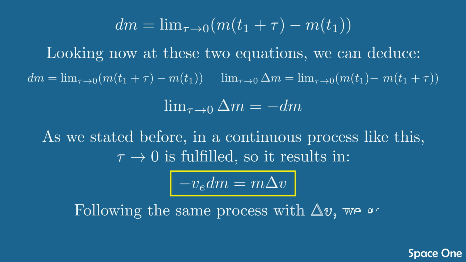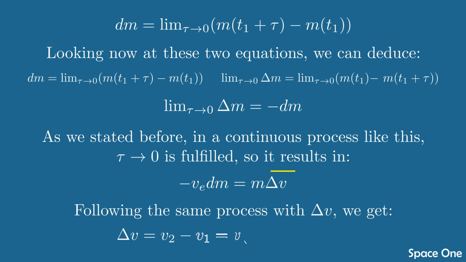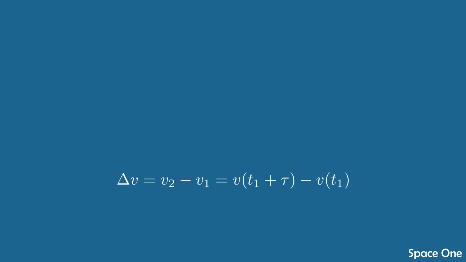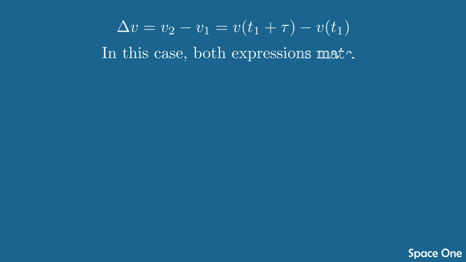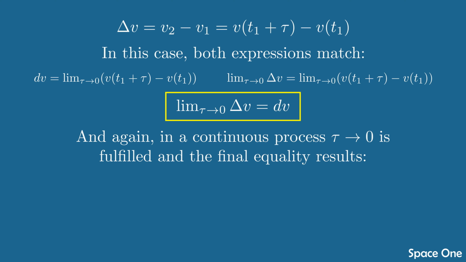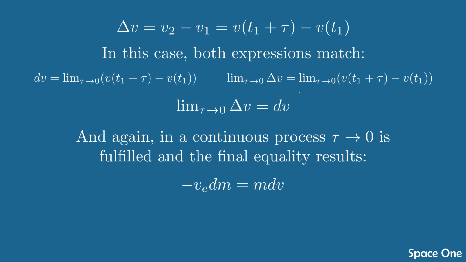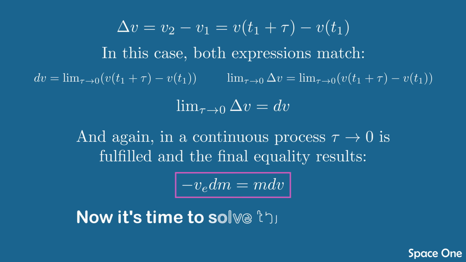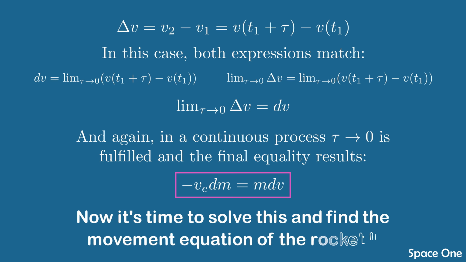following the same process with delta v, we get... in this case, both expressions match. And again, in a continuous process, tau tending to 0 is fulfilled and the final equality results. Now it's time to solve this and find the movement equation of the rocket.